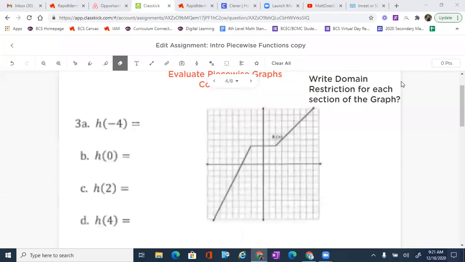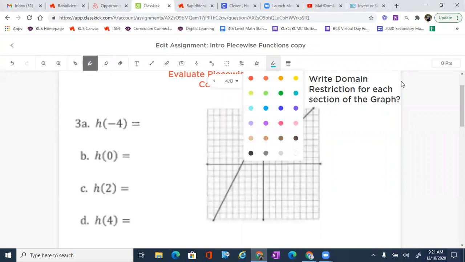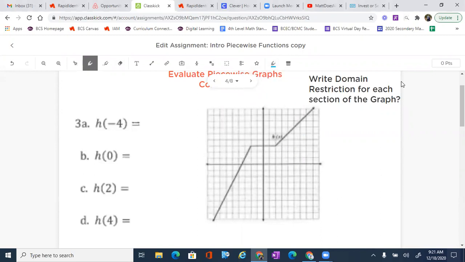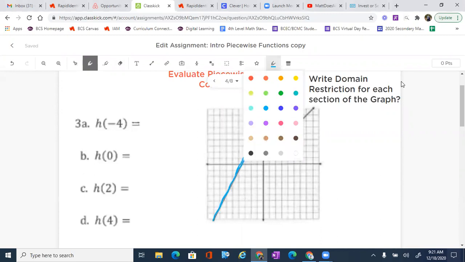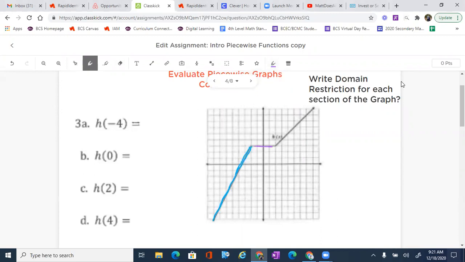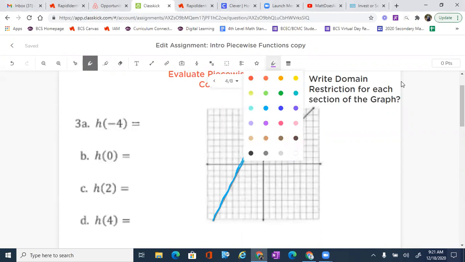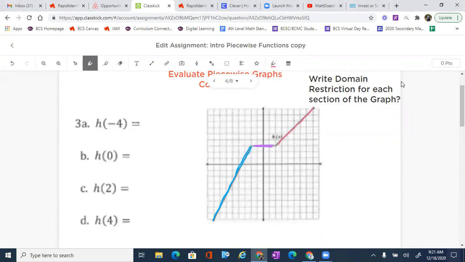Let's go ahead and write the domain restrictions for this piecewise function that's right in front of us. And we're going to do this with inequality statements today. All right, so the first thing that I want to point out is there are three parts of this graph. You'll notice that there is the part that is increasing right here. You'll notice that there is a section that is constant right here. And then you'll notice that there's another follow-up section that is increasing right there.